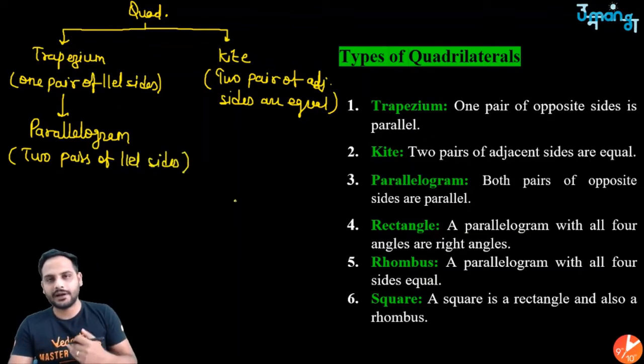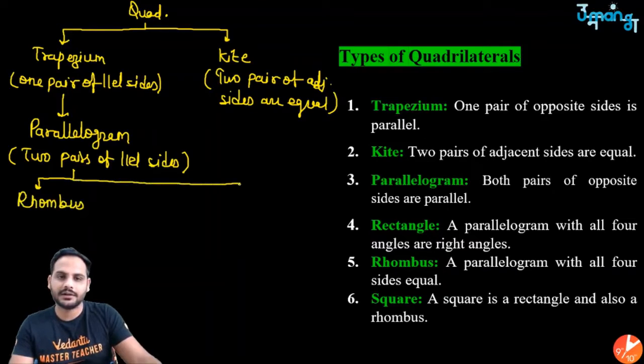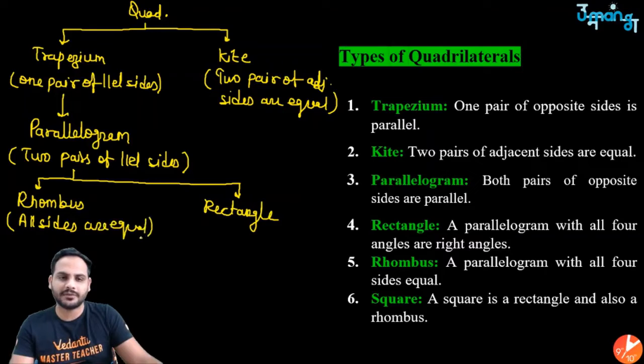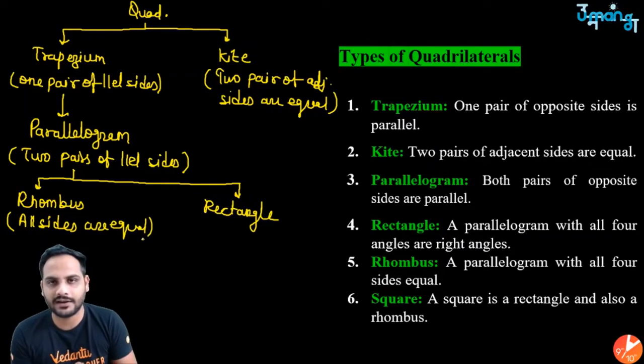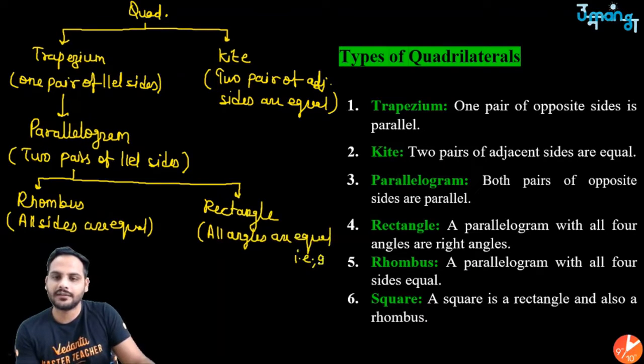Okay. Under parallelogram come two more special quadrilaterals. One is your rhombus and the other is your rectangle. Rhombus is a quadrilateral whose all sides are equal. Don't confuse it with a square, where all sides are equal too; square has a different definition. So rhombus is a quadrilateral in which all sides are equal, and rectangle is a quadrilateral in which all angles are equal, that is, all angles are 90 degrees.